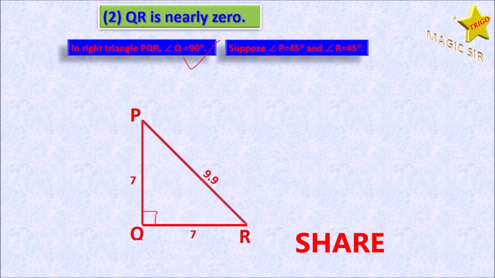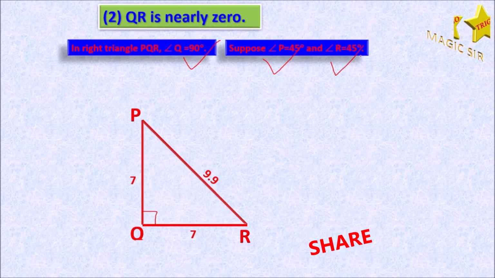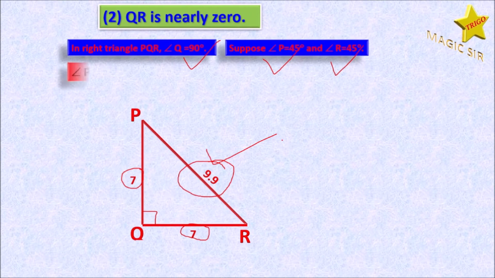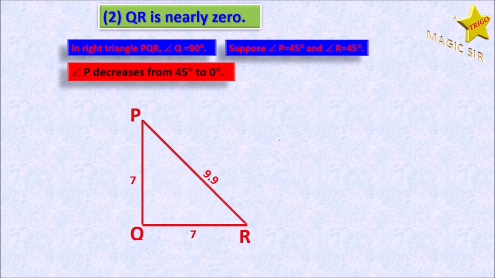Suppose angle P is equal to 45 degree and angle R is equal to 45 degree. Hence angle P is equal to angle R is equal to 45 degree. So QR is equal to PQ. Let us take PQ equal to QR equal to 7 units. So by Pythagorean theorem, hypotenuse PR is approximately equal to 9.9 units.